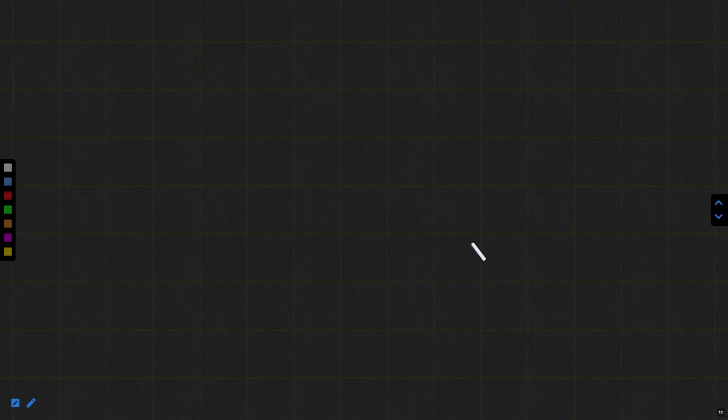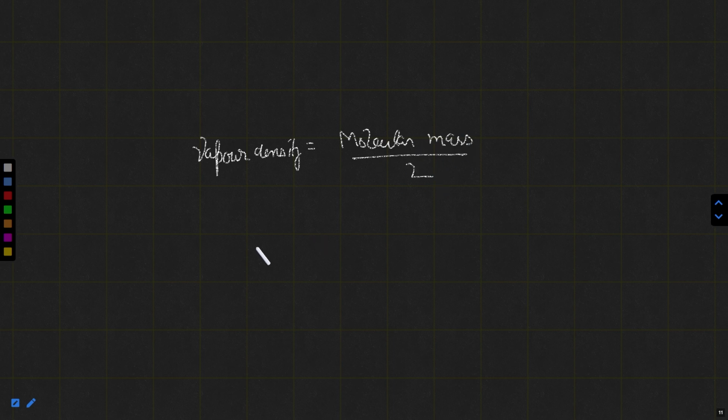One more terminology I want to add here is vapor density. Vapor density is generally used for gases, or you can use it for anything. The vapor density formula is nothing but, whatever the molecular mass, you divide the molecular mass by 2. We have seen that the molar mass of carbon dioxide was 44 gram. So what would be its vapor density? It would be 44 by 2. Clear? So this you should remember.